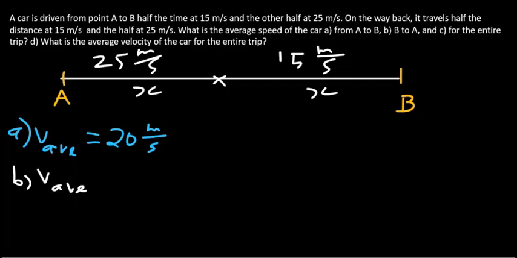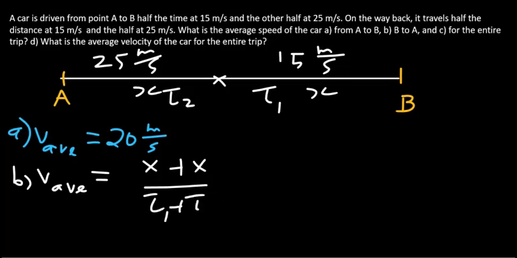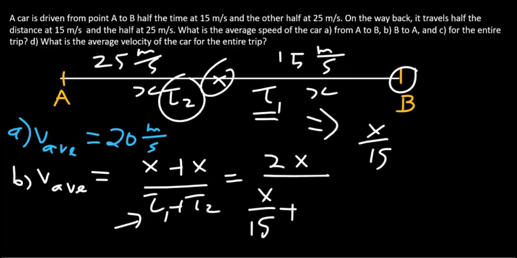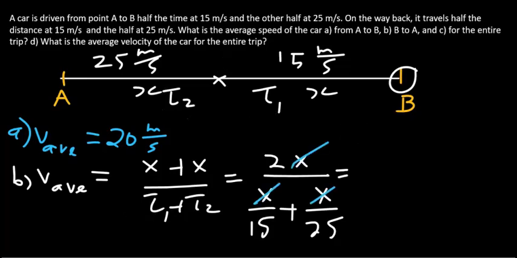So the average speed on the way back is the total distance, which is x plus x, over the total time interval. Let's say the time interval for the first half is t1, and for the second half is t2, so it's t1 plus t2. So it's 2x over, what is t1? t1 is the time it takes to go from here to here, and that is, quite simply, the distance x over the speed 15. So x over 15. Likewise, the time t2 is the same distance x over this new speed 25. So x goes away, and the answer turns out to be 18.75 meters per second.